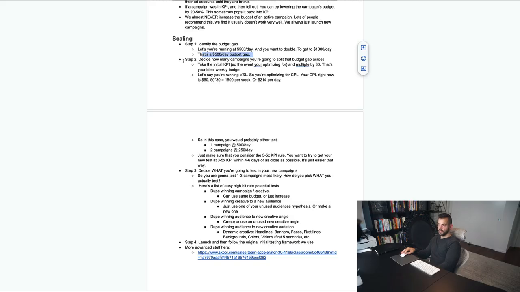Then in step two, we decide how many campaigns to split that budget gap across. What you're going to do there is take the initial KPI, which is the event you're optimizing for. It's usually leads in most cases, sometimes calls, or DMs or whatever. Then you multiply that by 30. That's your ideal weekly budget. Then you divide that by 7 to figure out your actual daily budget.